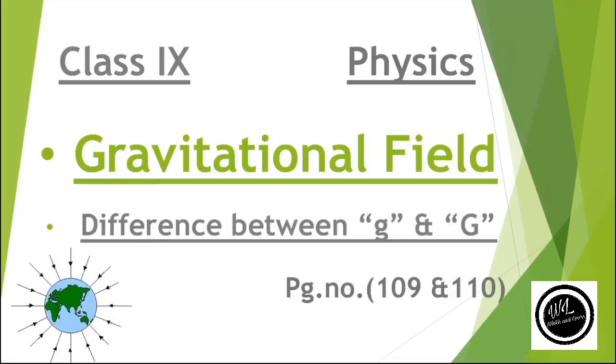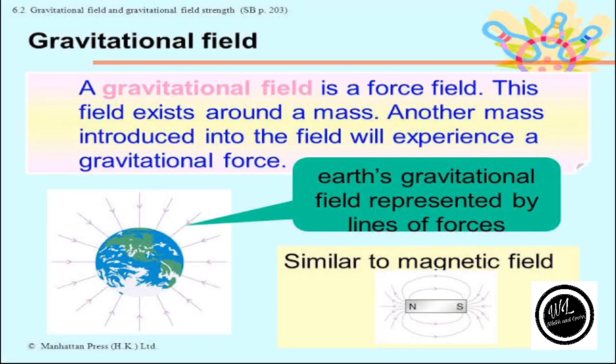This is day 2 and week 3 of class 9 physics, and today we are going to study about gravitational field and the differences between small g and capital G, where small g is the gravitational acceleration and capital G is the universal constant of gravitation that we have discussed in previous topic. Firstly, let's start with the gravitational field.